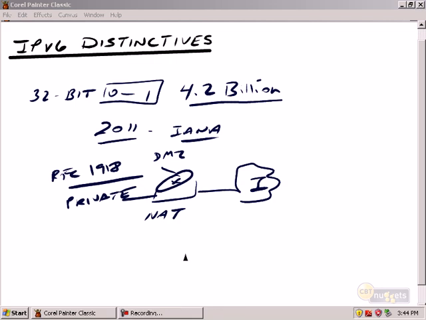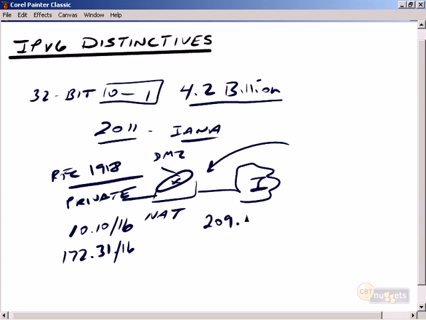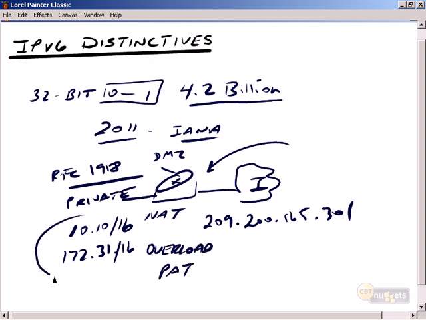Okay, so inside of our organizations we can use this, and then we can just translate to some public IP address. So corporations can use, let's say, a 10.10/16 network or 172.31/16 network, and then they can translate to real addresses that they get from service providers, from IANA, something like 209.200.165.30. And we can even take this NAT and overload it, and we can do what's called port address translation, where we can take this entire space back here and overload one single address and just use port numbers.